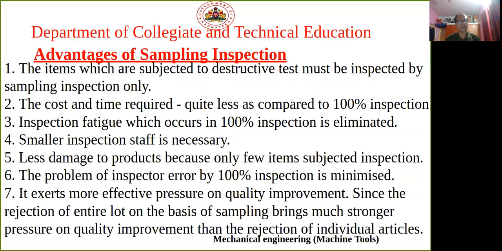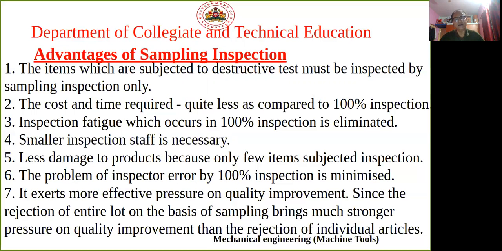The second advantage of the acceptance sampling inspection is that, as I told you on the last slide, the cost, the time and the fatigue are less. The cost of the inspection and the time consumed for the inspection are quite less as compared to the 100% inspection. So that is the second advantage of the acceptance sampling inspection.